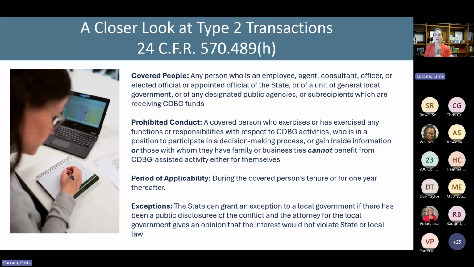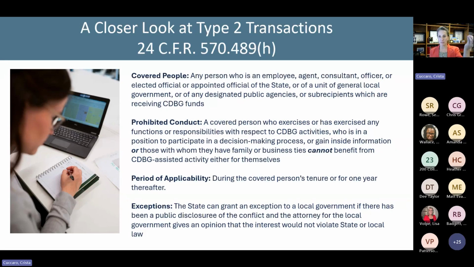So a covered person who exercises or has exercised any functions or responsibilities with respect to CDBG activities and is in a position to participate in a decision-making process or gains inside information, or the individuals that they have family or business ties to, those folks cannot benefit from a CDBG assisted activity for themselves. All right, so that's a lot there, right?